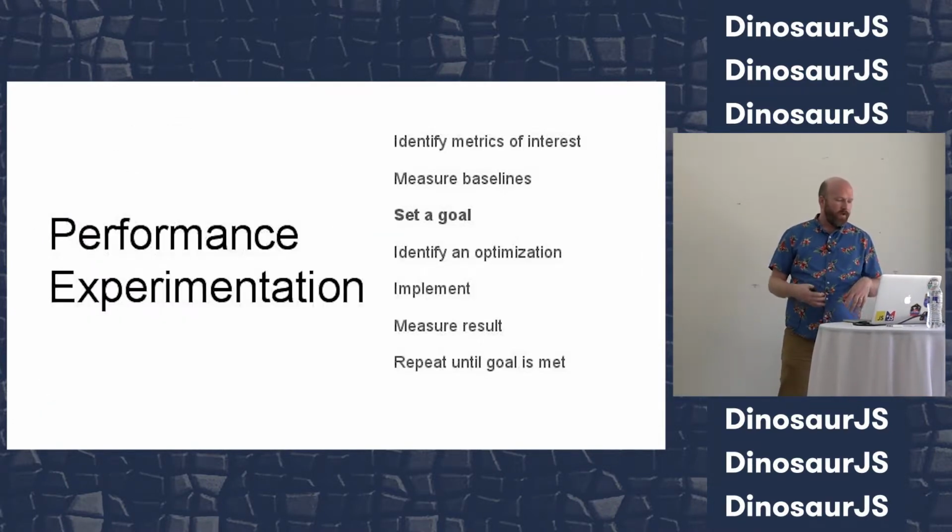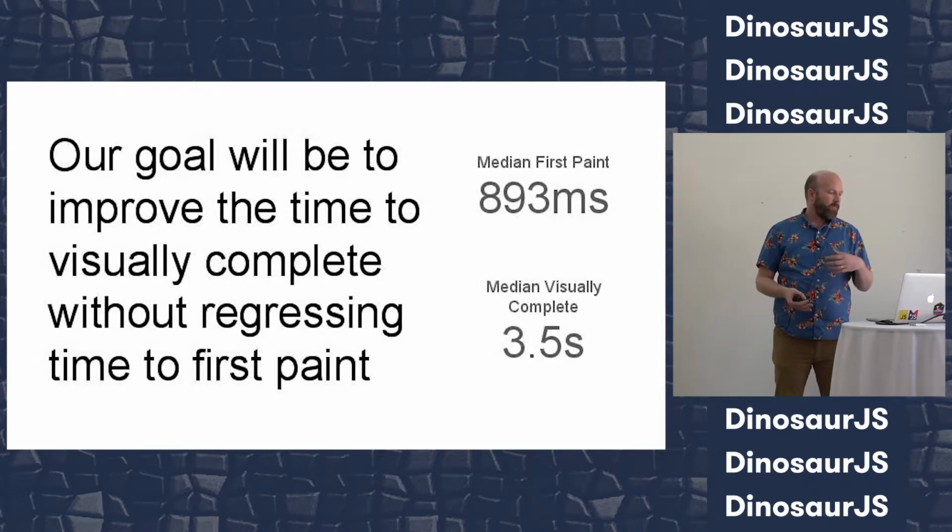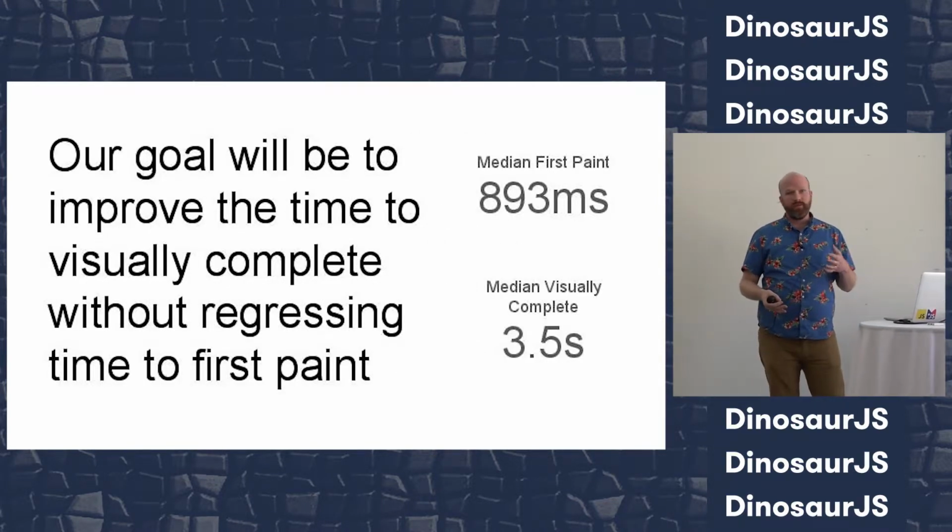Okay, so now we have our next thing, which is we're going to set a goal. Our goal is going to be to improve the time it takes to finish rendering the web page without taking longer to start rendering the web page. Because both of these things are important. When your page is blank and you haven't drawn anything at all, as far as the user is concerned, it's not working, right? After a while, they can be like, well, all right.